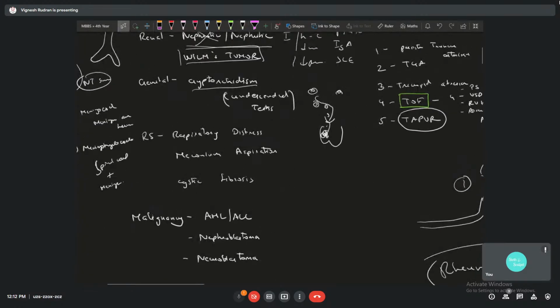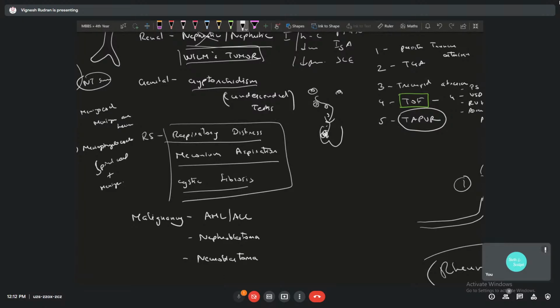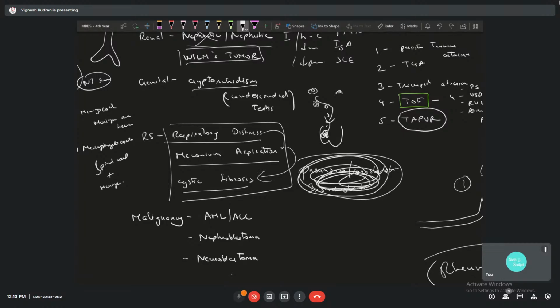And then your last important thing is your respiratory system. All of these will come in your newborn again: respiratory distress, meconium aspiration, cystic fibrosis. Other than that, you have your pneumonia or consolidation and bronchiolitis. These two you would have already read in medicine, so no need to go into these. Respiratory distress, meconium aspiration, and cystic fibrosis we'll talk about in detail. These two we'll talk about in newborn. We'll talk about cystic fibrosis.